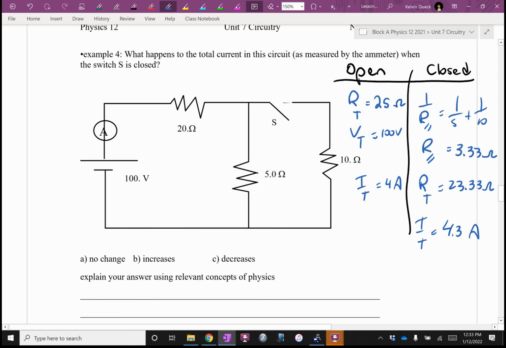C. B. Someone said C, someone said B. The good news is A is wrong, and nobody said that. Oh, I'm sure someone did. What was when it was closed? What was the current? First of all, when it was open, what was the resistance? Sorry, what was the current? 4. When it's closed, what happened to the current?